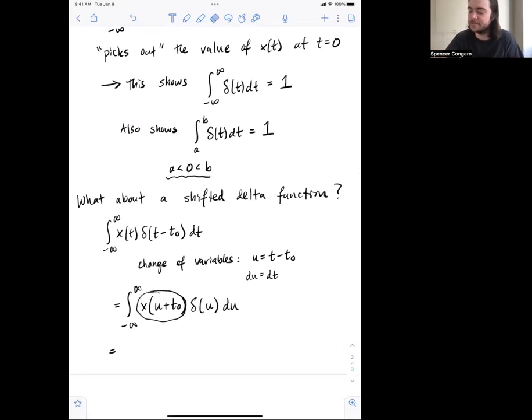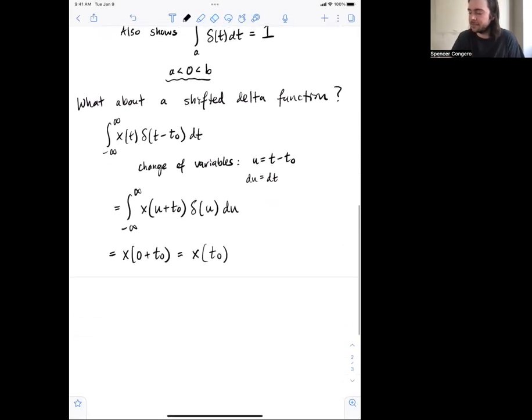So we want to evaluate this when u equals 0, in which case we just get x of 0 plus t naught, which of course is just x of t naught. Okay, so what happens here? Well, actually the exact same thing as before. When we have our delta function and we multiply it by some other function x of t and integrate, it picks out the value of that x of t function where this delta function is located, right? Because that delta function is located at t naught, right? It's a shifted delta function. It's located over here at t naught.